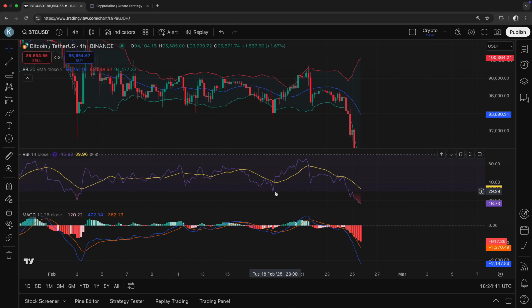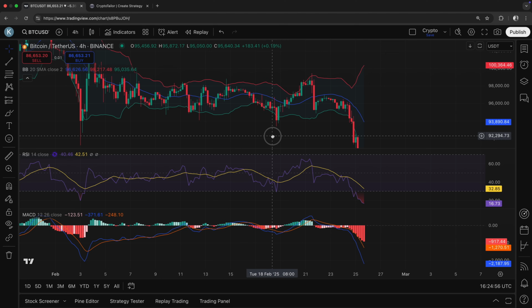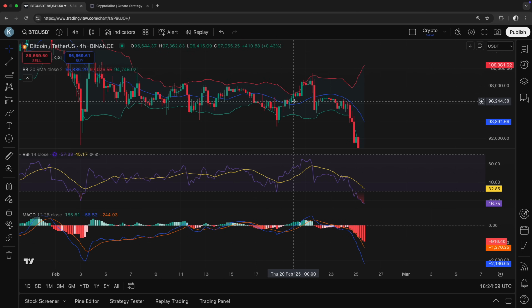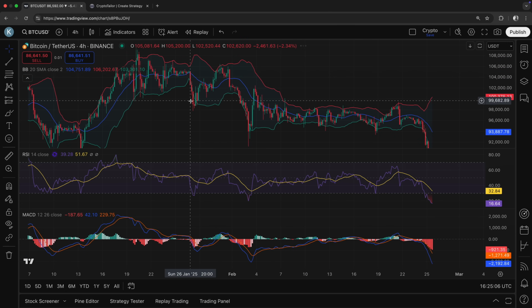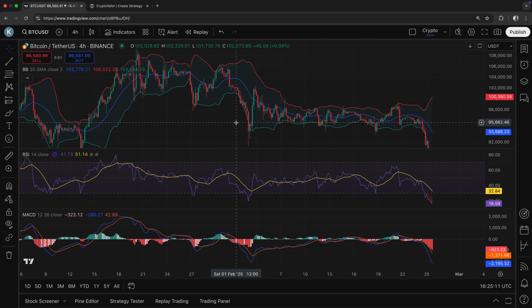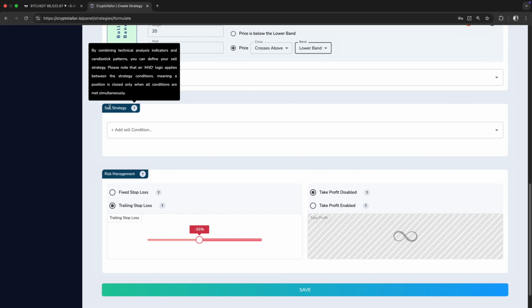RSI above 30 suggests that the asset is recovering from oversold conditions, meaning sellers are losing strength and buyers may be stepping in. A positive MACD histogram indicates that bullish momentum is increasing, reducing the chances of entering a trade too early. The Bollinger Bands condition ensures that the price is bouncing from a lower volatility level, which often leads to a potential upward move. Together, these signals create a strategy that looks for a shift in momentum with confirmation, improving the chances of catching a strong price movement.